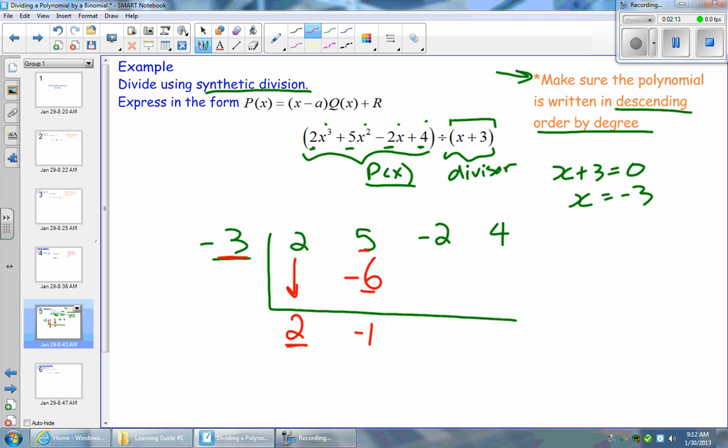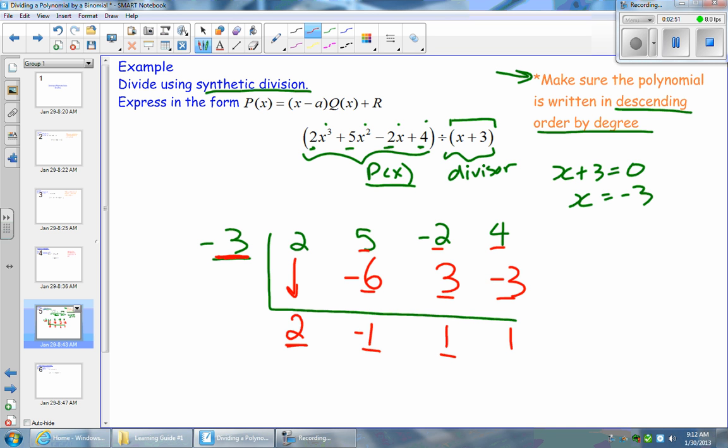Now you're going to take that negative 1 and multiply it by negative 3, and that's going to go underneath the negative 2. In this case, it's going to be a positive 3. Now you're going to add negative 2 plus a positive 3, which gives you a positive 1. Okay, and now we're going to multiply this 1 by the negative 3 in front, and that's going to give me the next number, which is negative 3, and that goes underneath your 4. Now you just add the 4 and the negative 3, and we get a positive 1. So that's how you carry out the synthetic division.